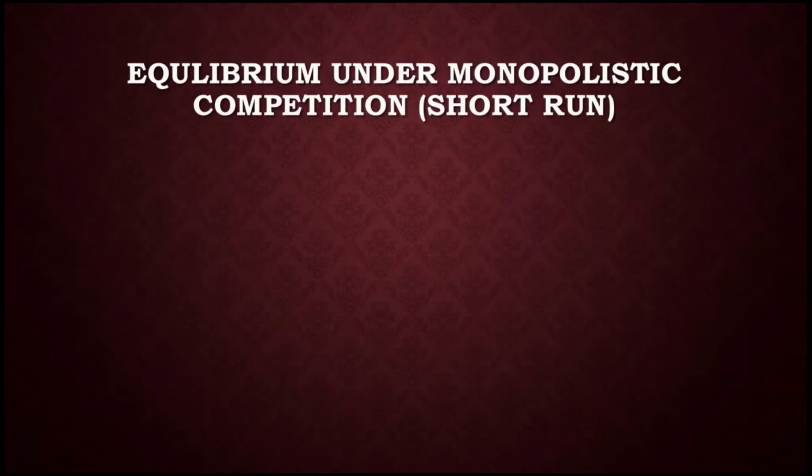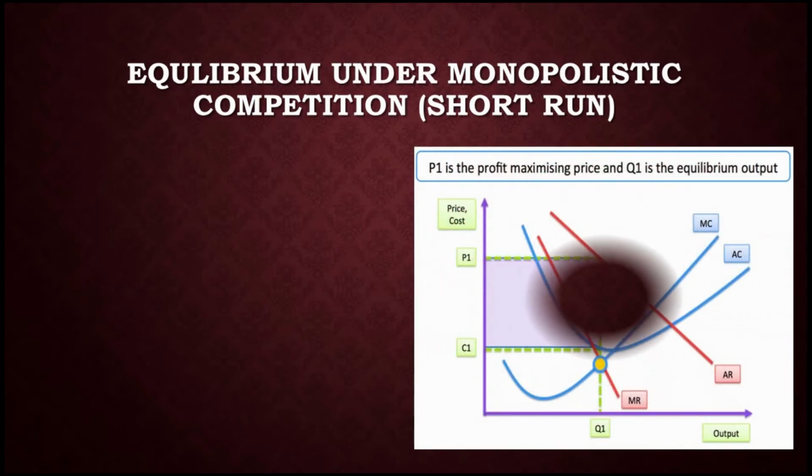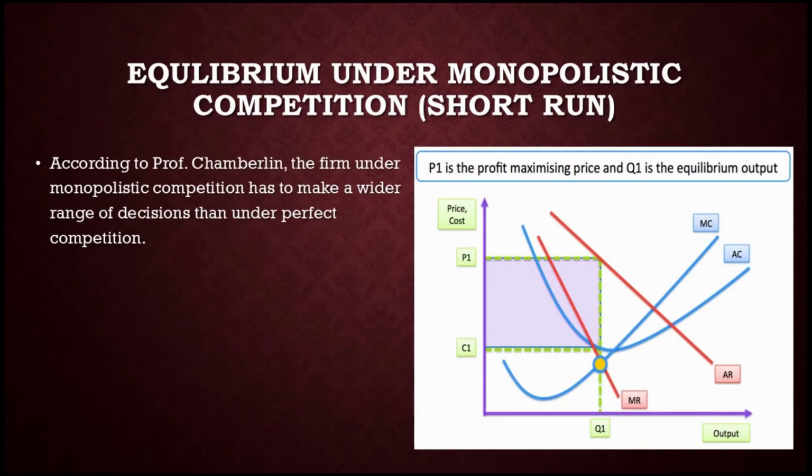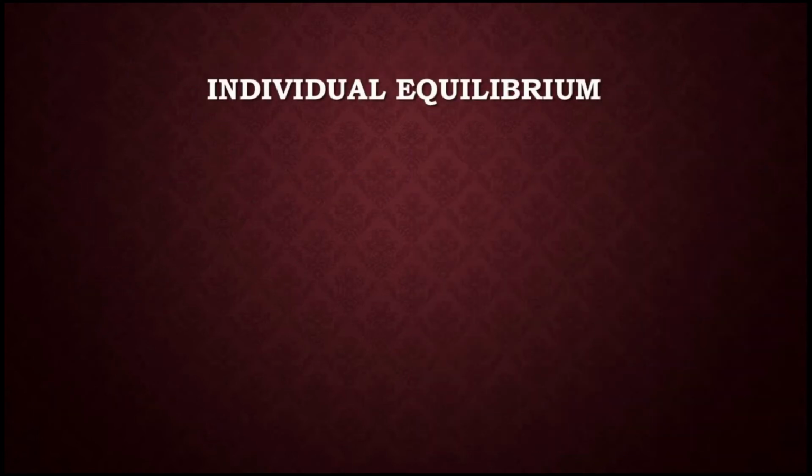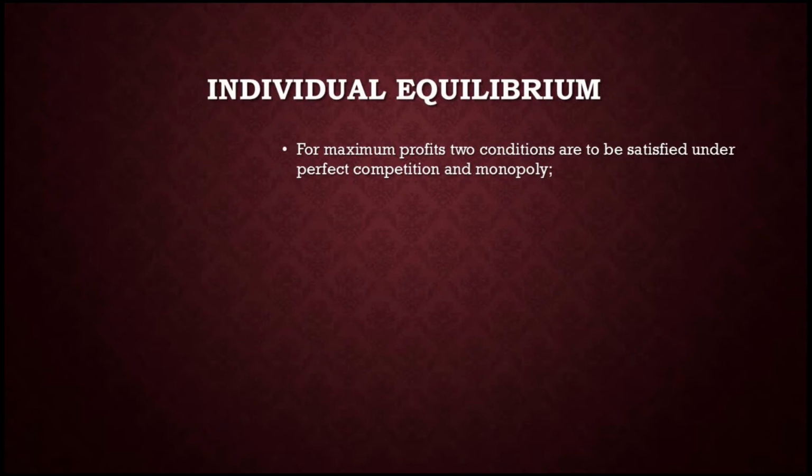So, what is the equilibrium point? In the short run, according to Professor Chamberlin, the firm under monopolistic competition has to make a wider range of decisions than under perfect competition, and there are three variables under monopolistic competition: price, product, and selling outlay. It would be very difficult to discuss their effects simultaneously. Therefore, the equilibrium of an individual firm is discussed here.